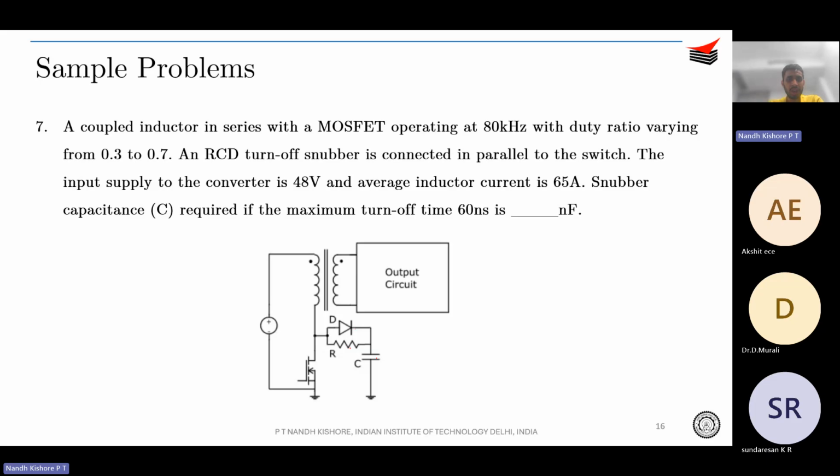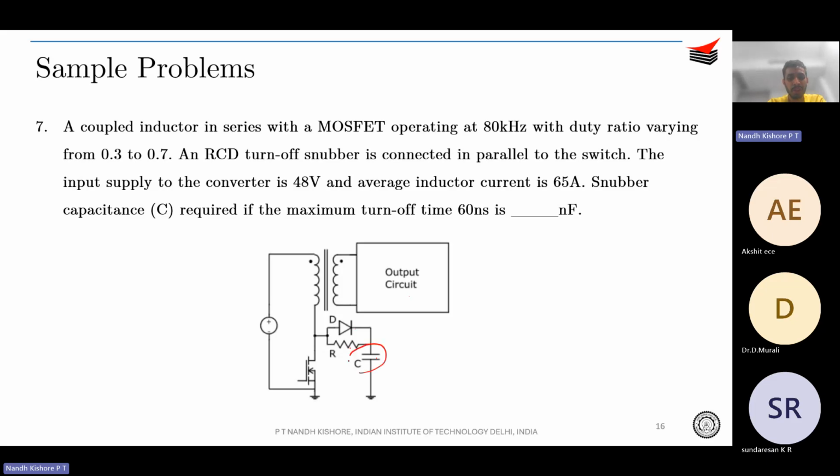The input supply to the converter is 48 volts and the average inductor current is 65 amperes. Anyway, the inductor is on the other side, on this output side. So it is 65 amperes. It can be a forward converter or a flyback converter or even a push-pull configuration. The snubber capacitance required, if the maximum turn-off time is 60 nanoseconds, is dash.